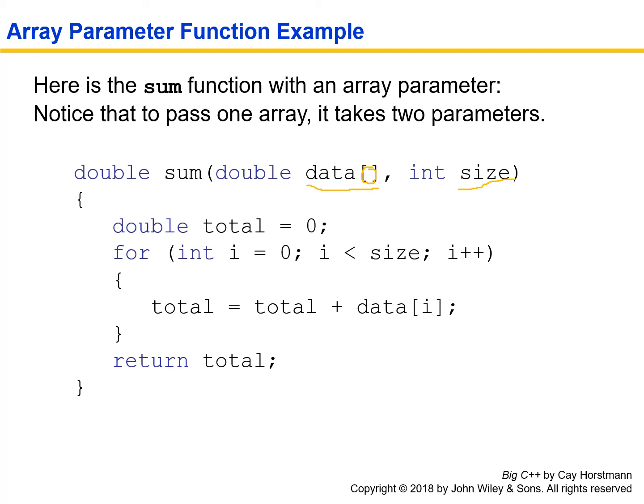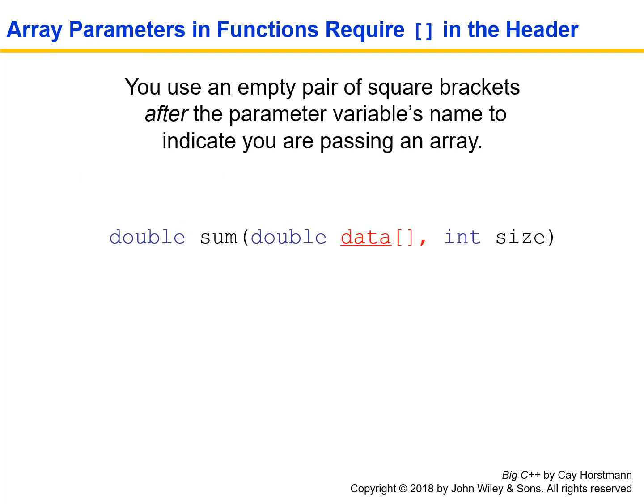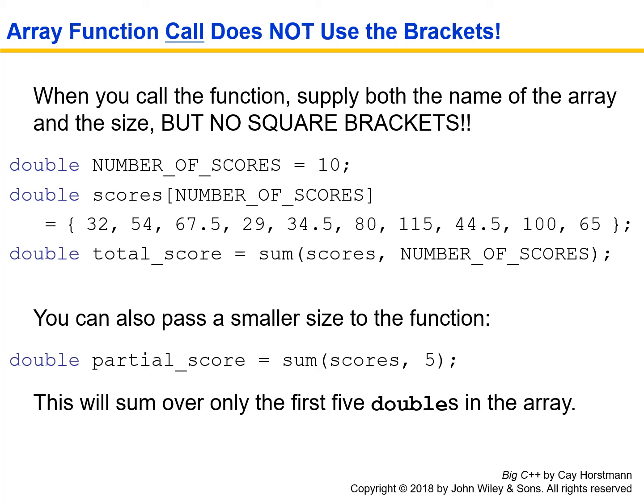And then inside that array, the function can use your size that you passed as the size of the array and iterate over that whole size to, say in this case, sum up all the data in the array. You can pass the total number of scores to the array, and you'll get the sum of the entire array. You can also pass a smaller number, and you'll get the sum of just the first 5 numbers in your array. Nothing wrong with that.